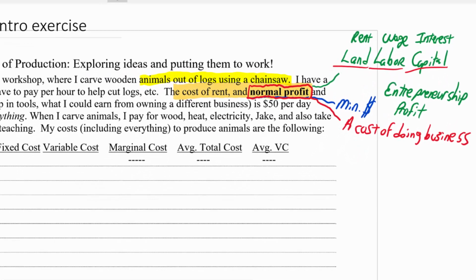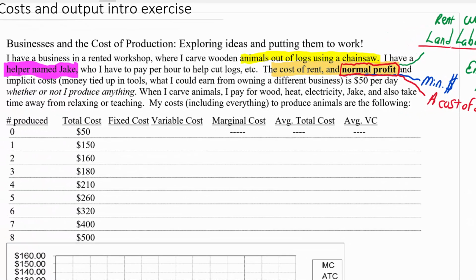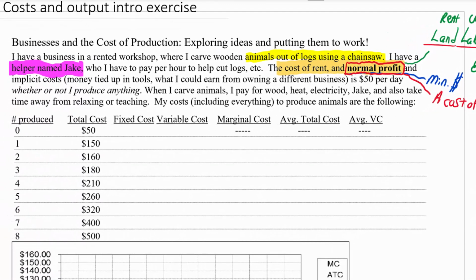So, getting back to the overview here, the cost of rent, the normal profit, and the implicit costs.